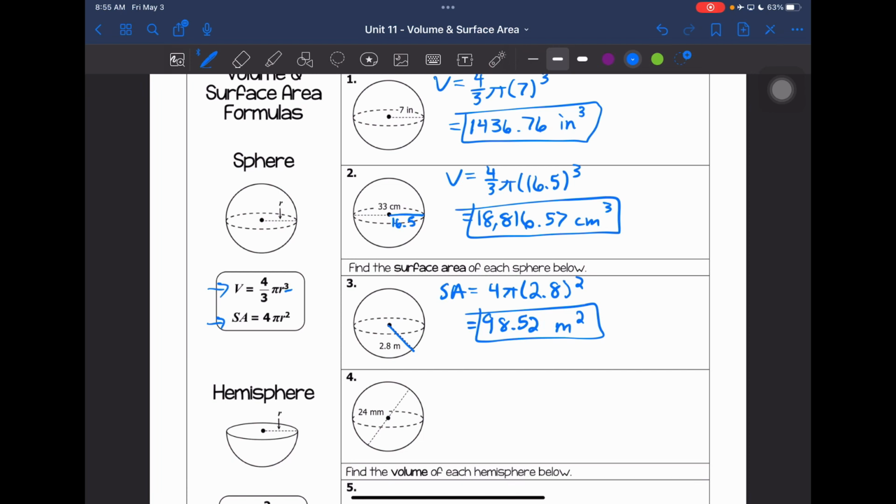So number 4 has the similar problem where they've given us the diameter and we just need to calculate what the radius is. So we would take 24 divided by 2, that gives us 12. So to find the surface area, we would do 4 pi times 12 squared. And when you type that in, you get 1,809.56 millimeters squared.